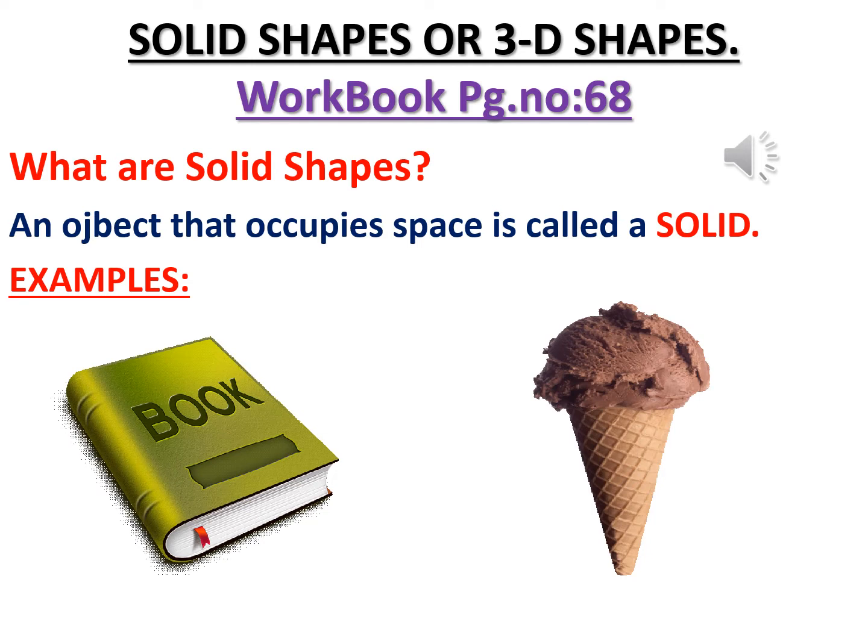So what are solid shapes? An object that occupies space is called a solid. Any object which occupies space is called a solid. Examples of solid shapes are a book and ice cream. So we will learn more about solid shapes. What is the difference between 3D shapes and 2D shapes? Now I will tell you more about 3D shapes.